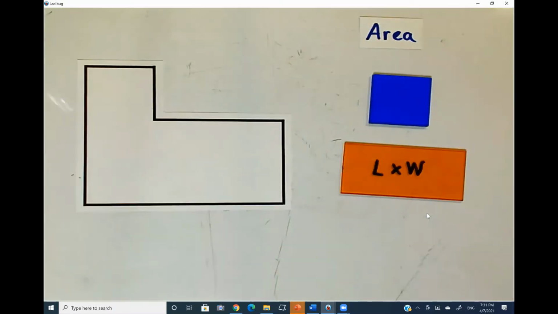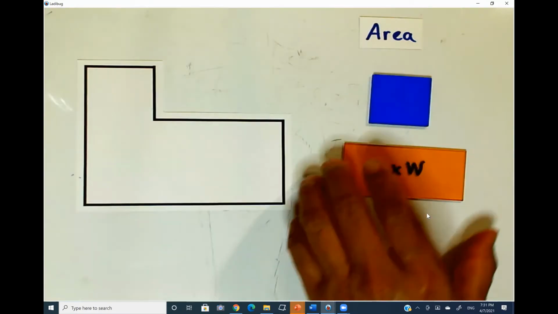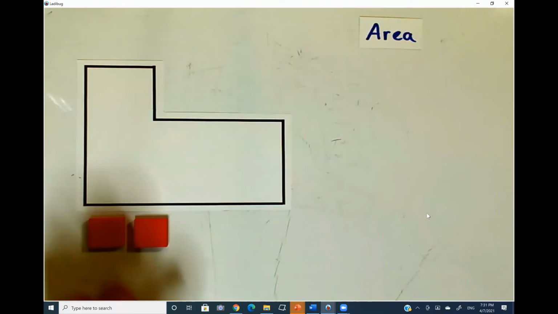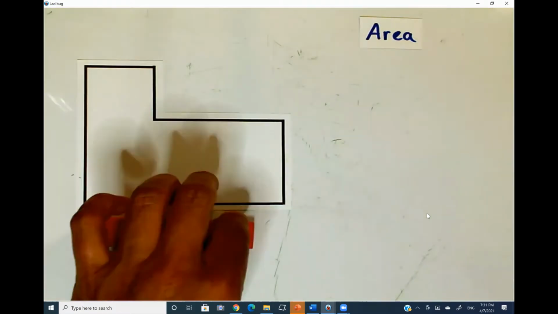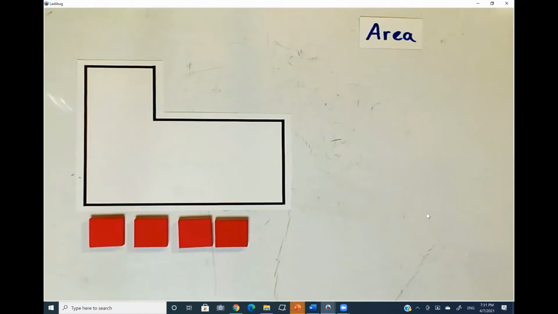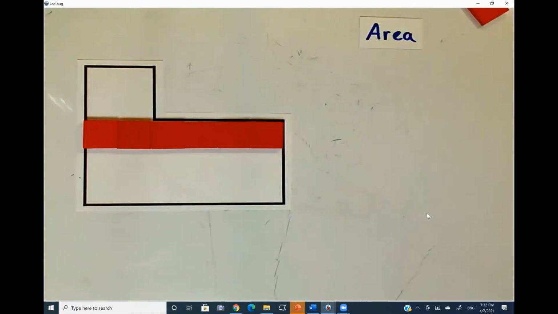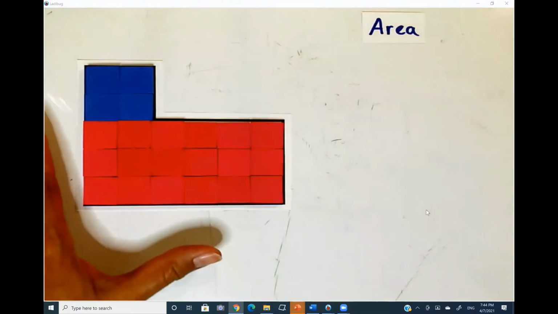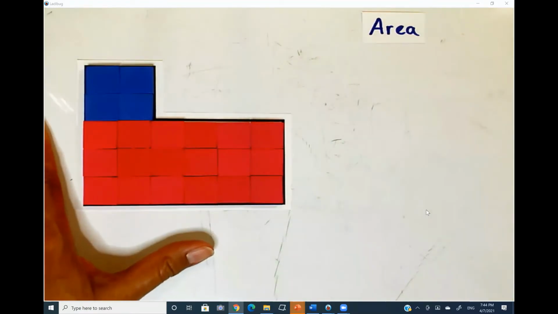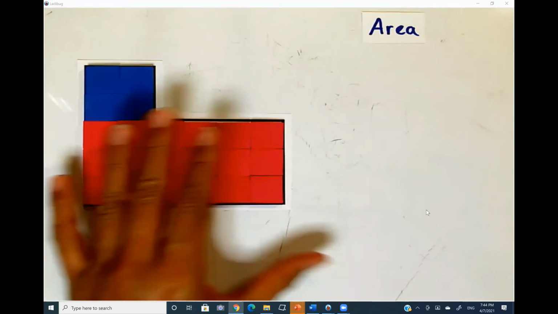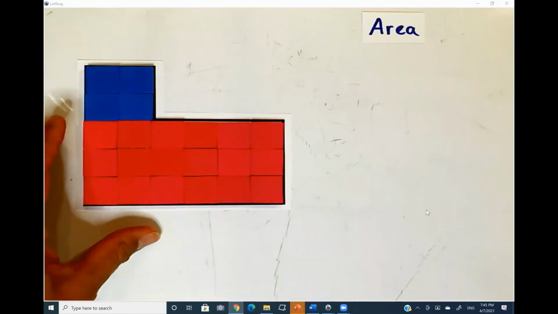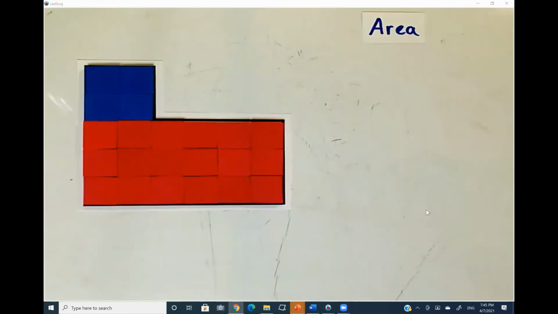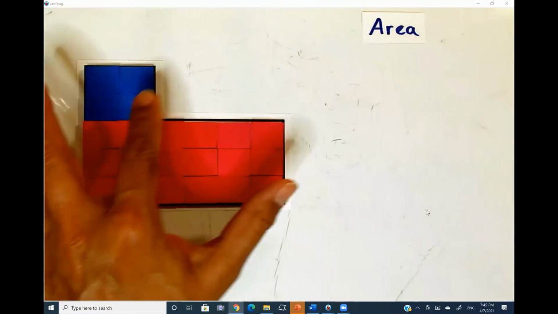Now, when you look at this shape, the first thing I had to do is try to find how many square units I can fit inside the shape. So let's do it. After filling up the shape with square units, I noticed that I can split this shape into two shapes that I already know, a square and a rectangle. And what I'm going to start doing is find the area of the little square.